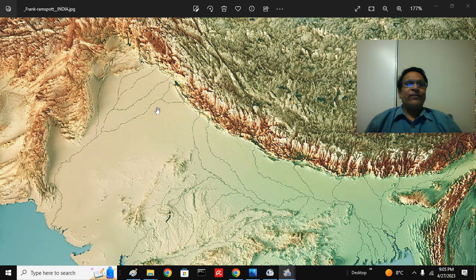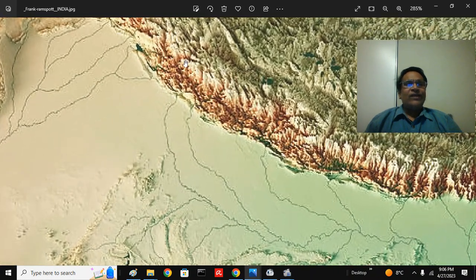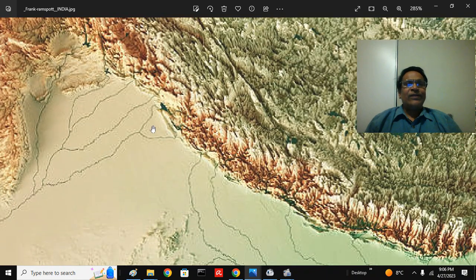Firozpur will be somewhere here. Remember, this is the Sutlej. This is the Yamuna. Crossing the Yamuna, Saharanpur, Jagadri, Ambala will be somewhere here, then Ludhiana will be here, and Firozpur will be here. The first Anglo-Sikh war was fought here. Firozpur and Ludhiana district. Then we have, of course, Jalandhar district and Hoshiyarpur district in the Doab region. Jalandhar district, Hoshiyarpur district.